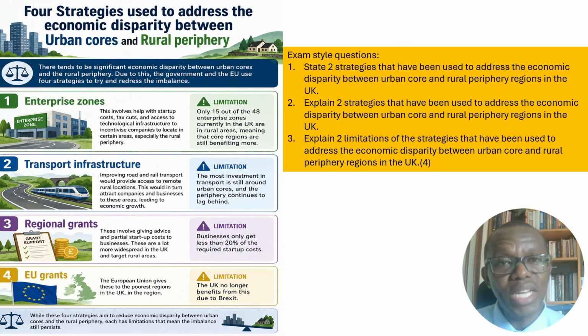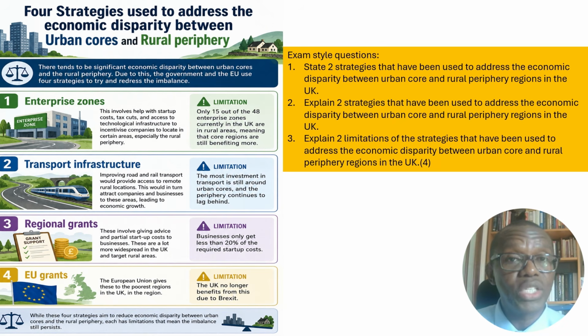The main limitation with this strategy, however, is that only 15 out of the 48 enterprise zones currently in the UK are in rural areas, which then means that the urban cores still benefit a lot more from these enterprise zones. So that economic disparity is not necessarily being addressed as effectively by these enterprise zones.